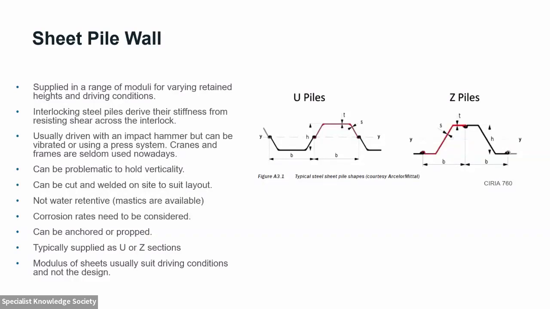There can be issues around obstructions in the ground as you're driving or pressing these in. There may be some need for pre-boring, but they're a very efficient and relatively quick way of forming an embedded retaining wall. The other benefit with a steel sheet pile is they can be removed. So if it's a temporary excavation, you can put them in and then potentially extract them or take them out of the ground. So again, a very quick and useful embedded retaining wall solution.